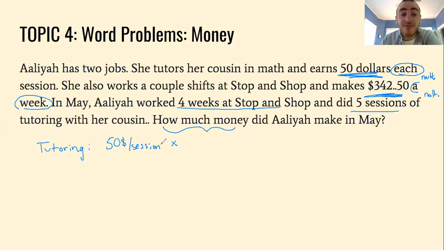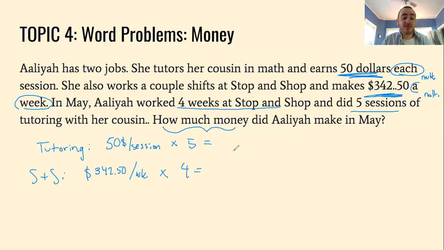And then she did 5 sessions. So I'm gonna do 50 times 5. And then for Stop and Shop, I know she makes $342.50 a week, and then we multiply that by 4, right? So we know that 50 times 5 is going to be 250, and then if you put in your calculator 342.50 and then multiply that by 4, you're going to get 1370.